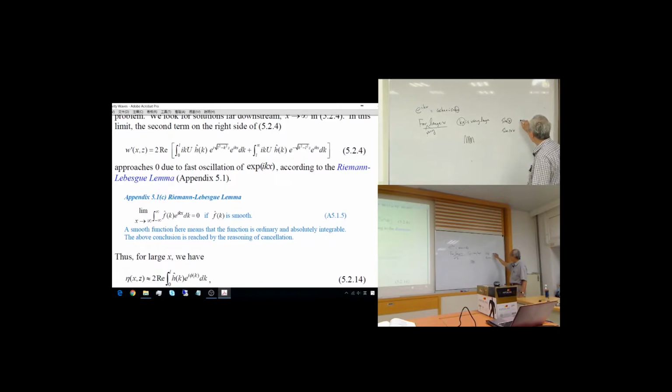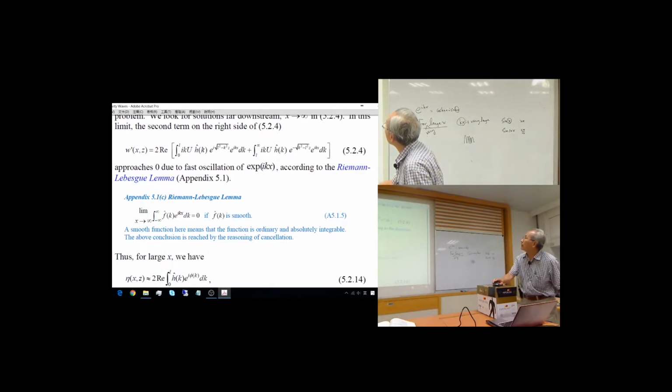Will be 2 pi. Right. And here will be 2 pi divided by 10. So the oscillation period is very fast, and provided the function is smooth. That's this part of the function. That's this part of the function is smooth.